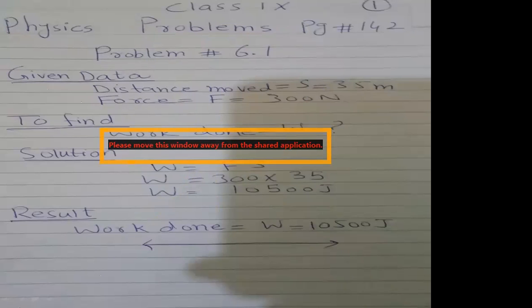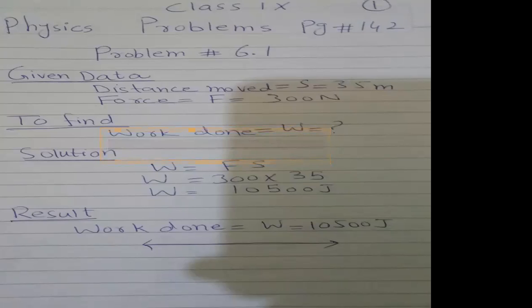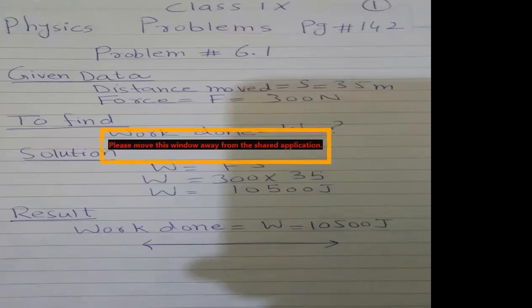The problem 6.1 is, I read the problem statement first. A man has pulled a car through 35 meters, applying a force of 300 Newton. Find the work done by the man.